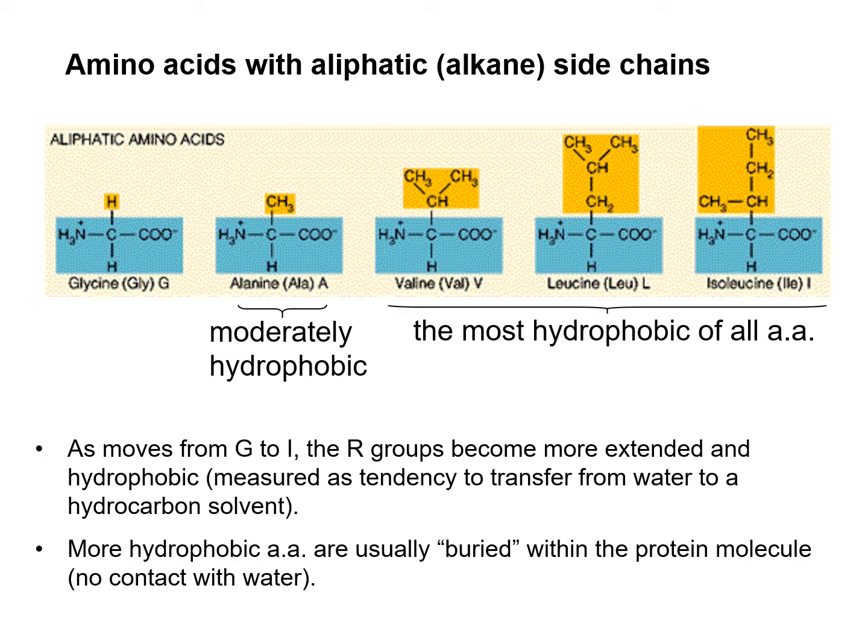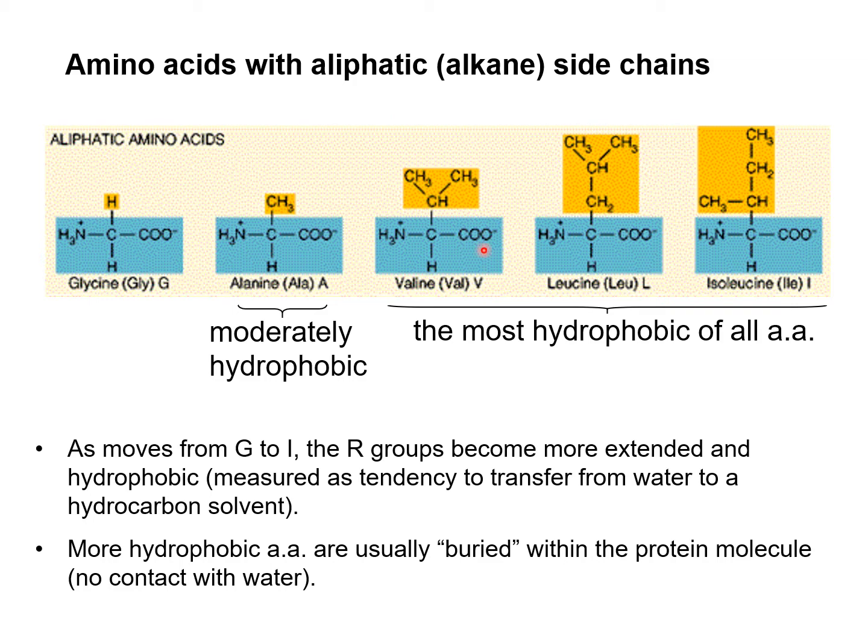And these are the amino acids with aliphatic side chains, meaning that they contain alkane groups. Glycine has the hydrogen atom, alanine has the methyl group, valine has the isopropyl group, leucine and isoleucine have longer hydrocarbon chains. And as we move from glycine to isoleucine, the side chains in the R groups become more extended, as you can see, and as you can expect, more hydrophobic too, which is measured by the tendency to transfer from water to a hydrocarbon solvent.